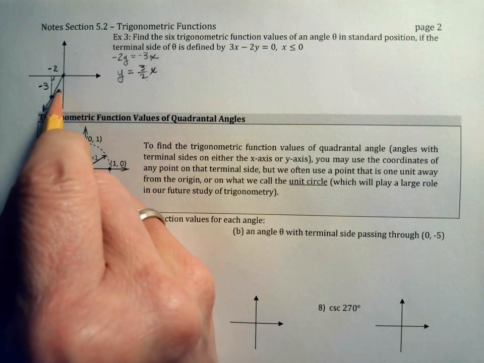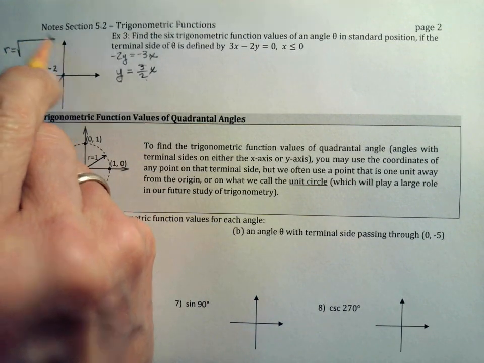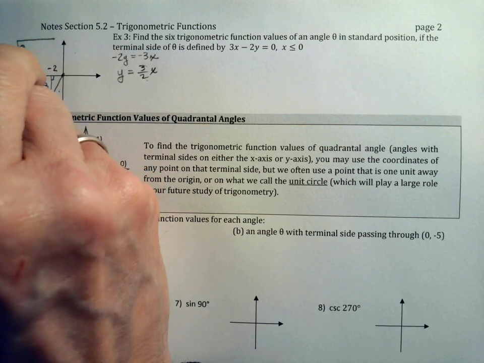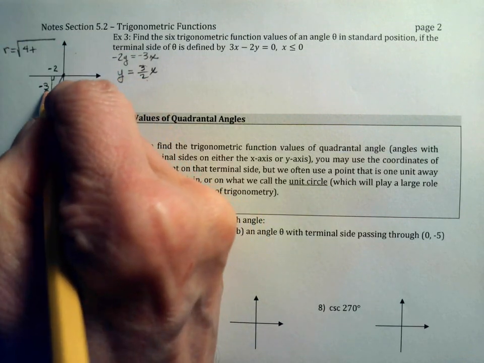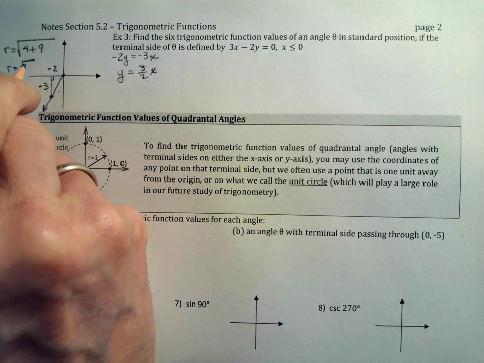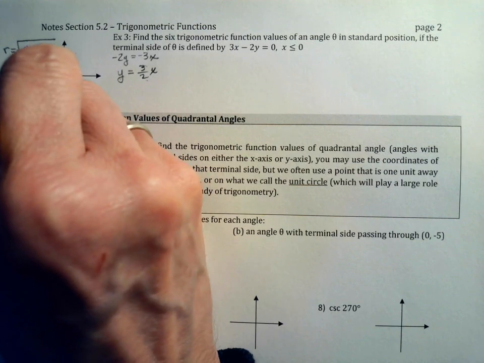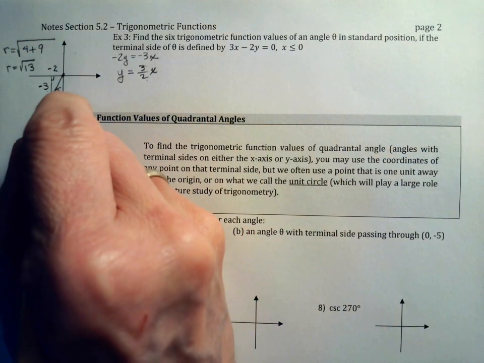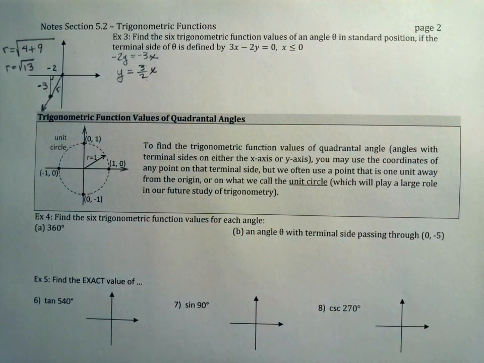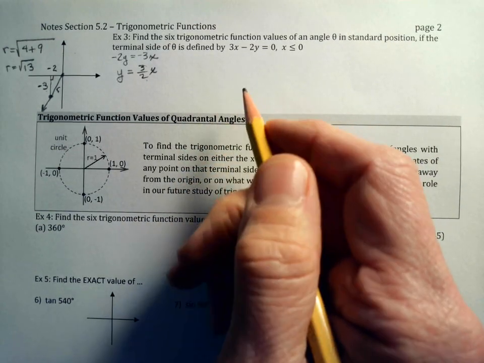All right, so we need to think about our r. So remember, r is equal to the square root of x squared, which is 4, plus 3 squared, which is 9. So r is equal to the square root of 13. All right, and so that's our r. And so let's find the values of all of our trig ratios, our trig functions.